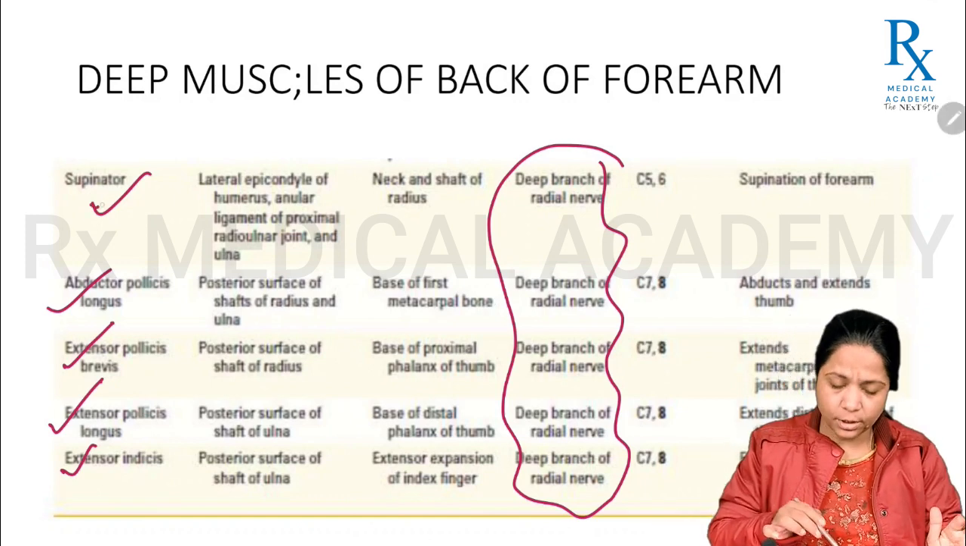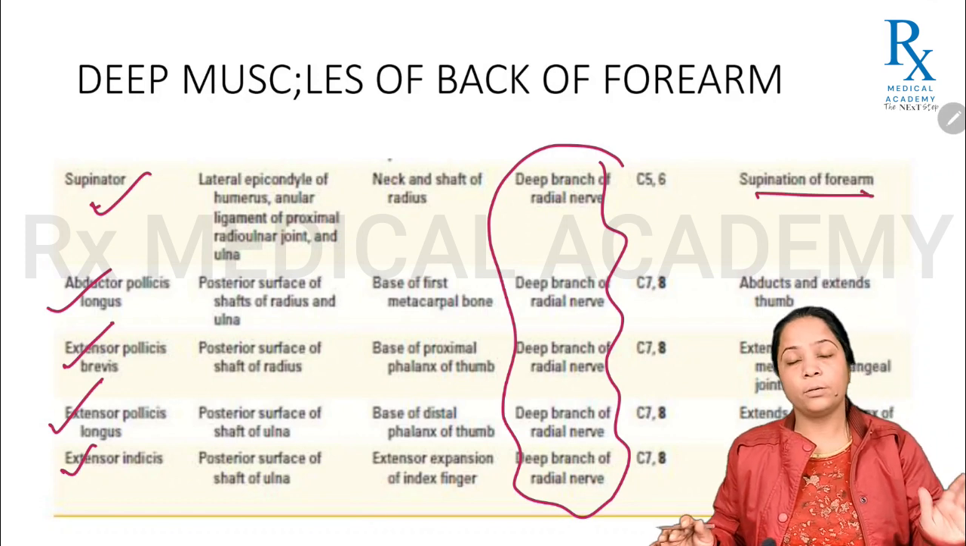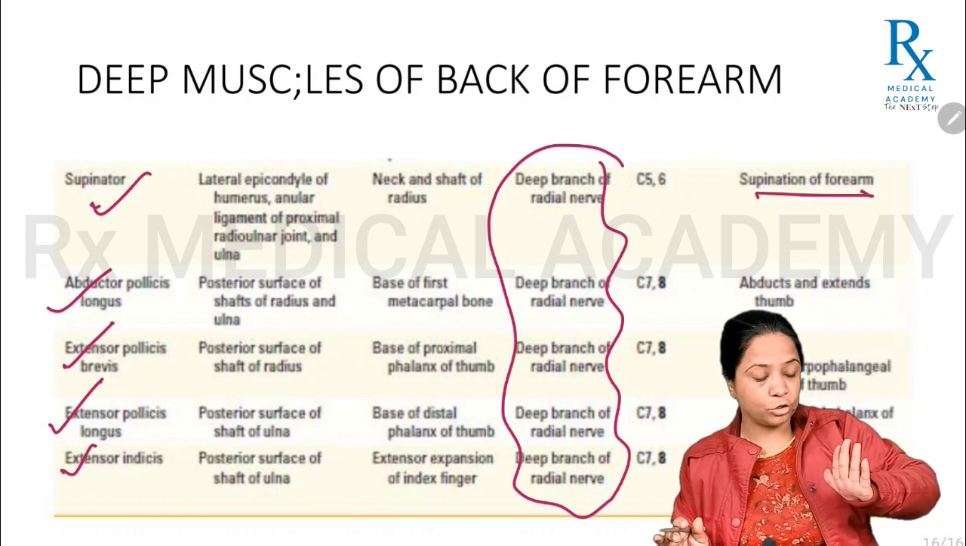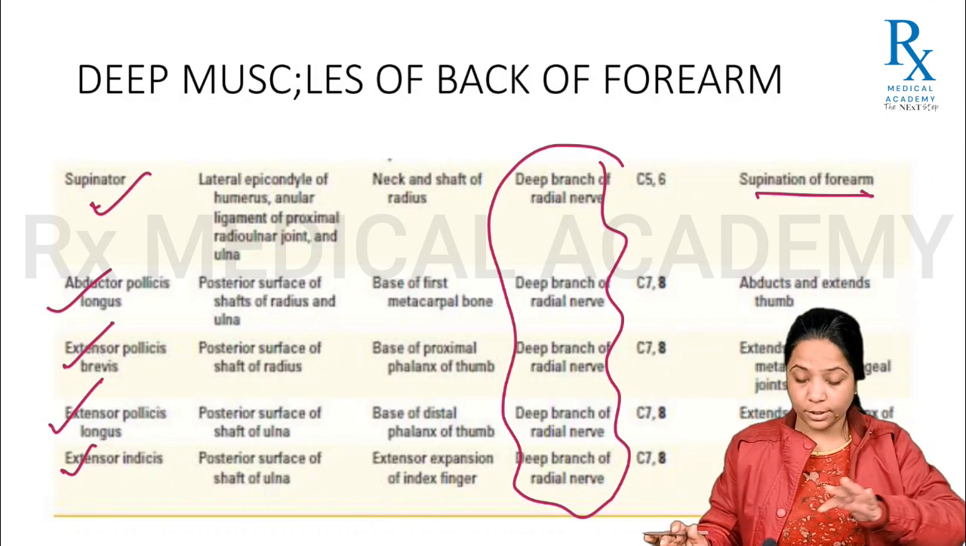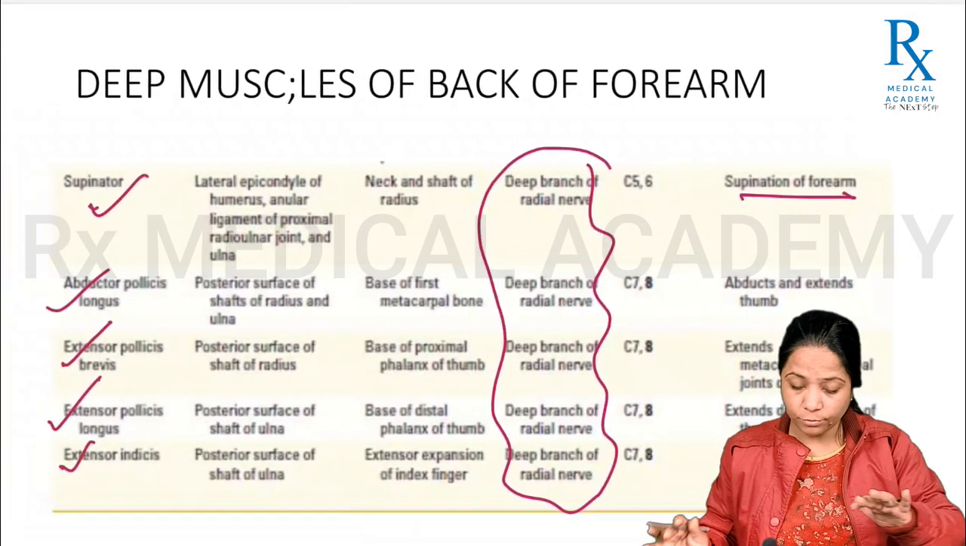But if you see the supinator, it provides supination, abductor pollicis longus, beside extension of the thumb, it also produces abduction. So that's all about the muscles of the posterior compartment of the forearm.